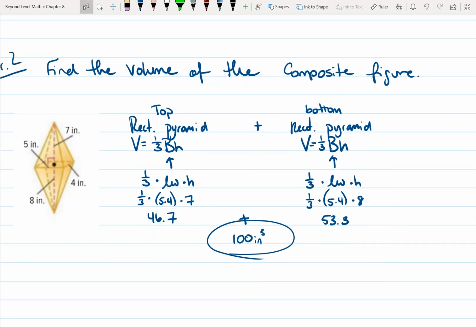Alright, and again, normally I would say do not round within your problem. However, because it's repeating, we rounded to the nearest tenth.